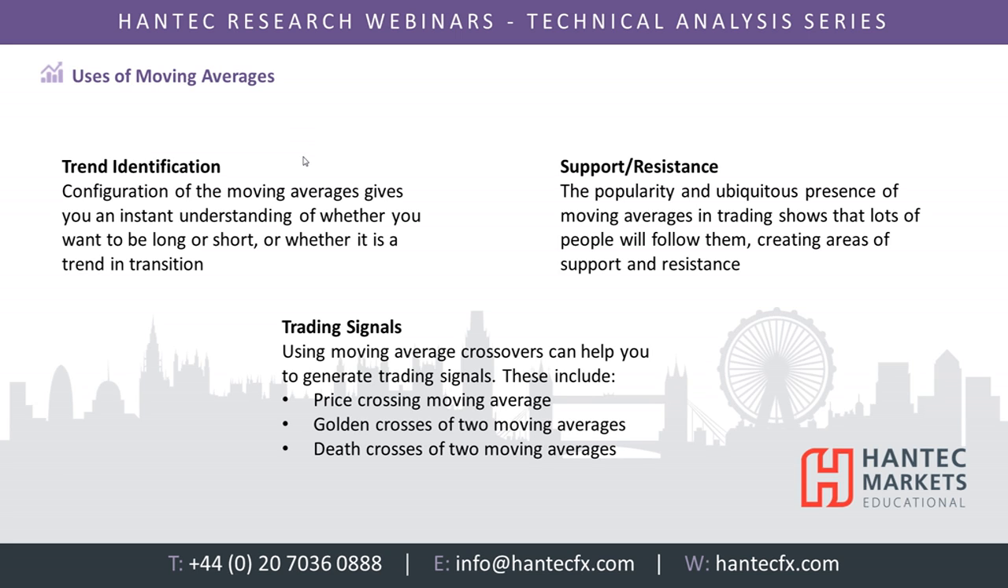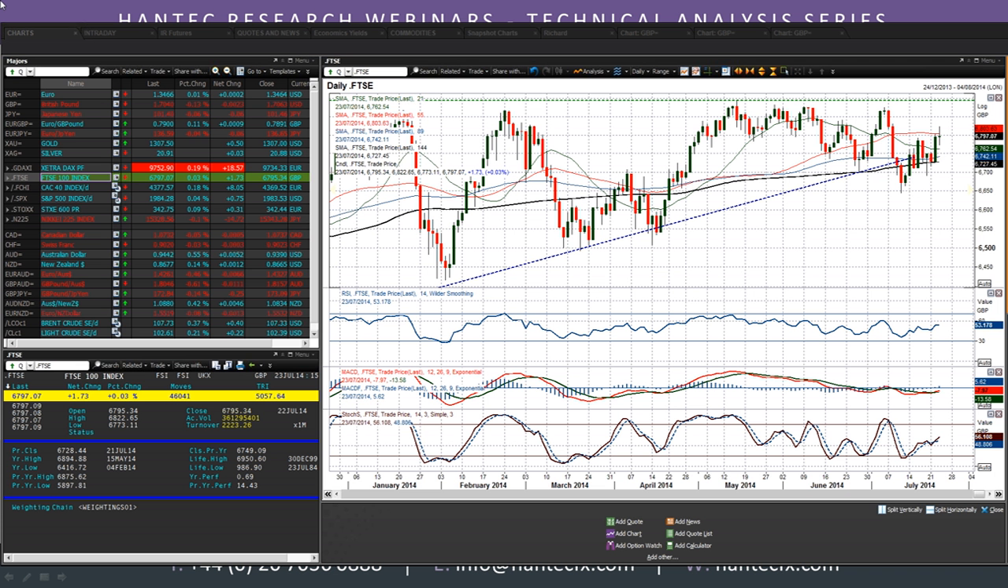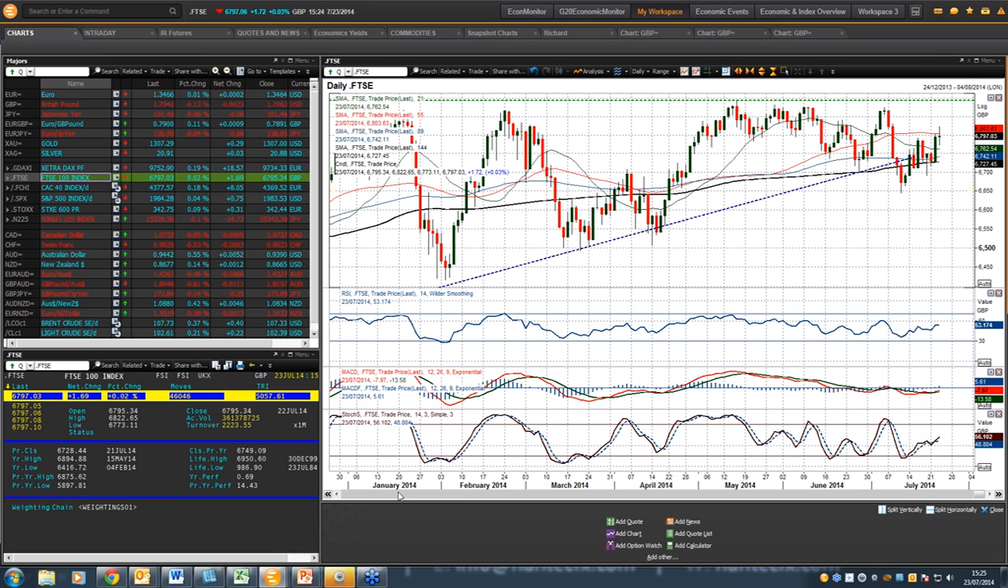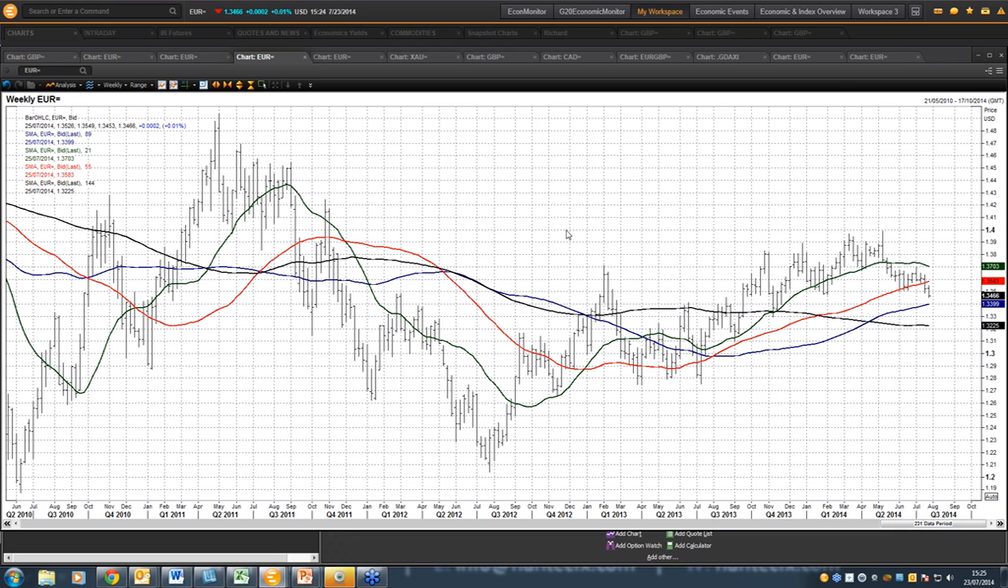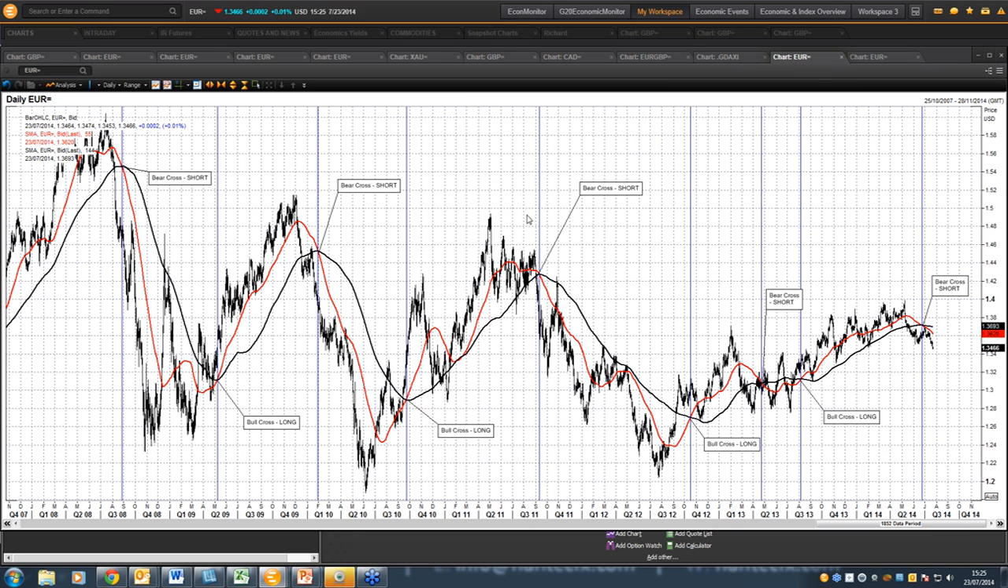Now, the main way that I look to use moving averages is for moving average crossovers. What I will show you now is a chart that I got very excited about today when I was putting this presentation together, and that is on euro dollar.